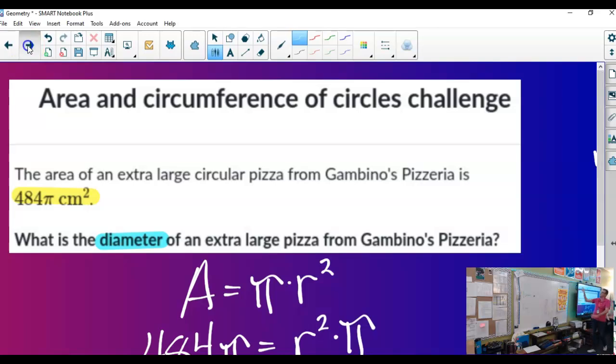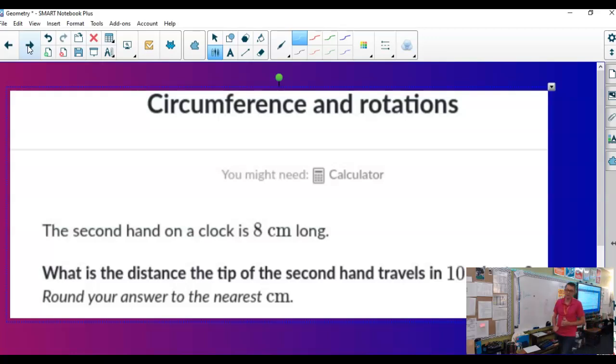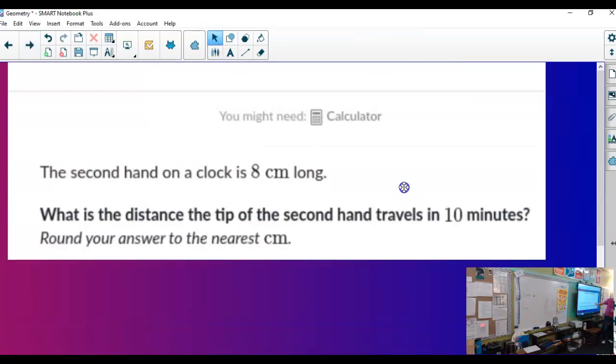Now, on the rotations assignment, which I love, these problems are very fun. And you might want to draw these out. The second hand of a clock is 8 centimeters long.